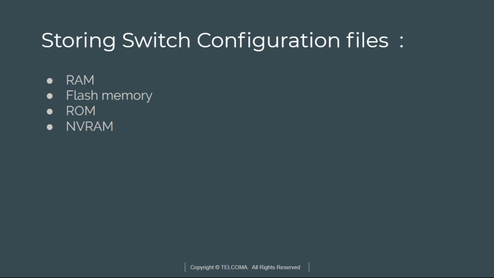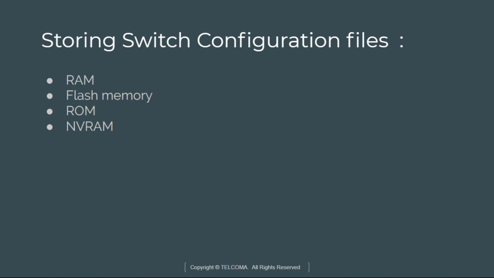RAM, which is sometimes called DRAM for dynamic random access memory, is used by the switch just as it is used by another computer for working storage. A running or an active configuration file is stored here. Flash memory, either a chip inside the switch or a removable memory card, stores fully functional Cisco iOS images. And it is the default location where the switch gets its Cisco iOS at boot time.